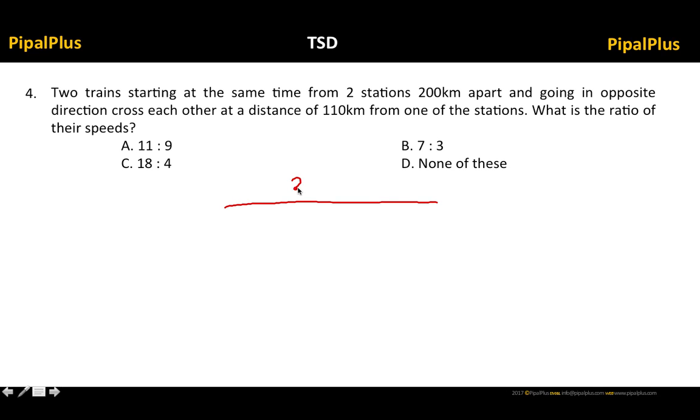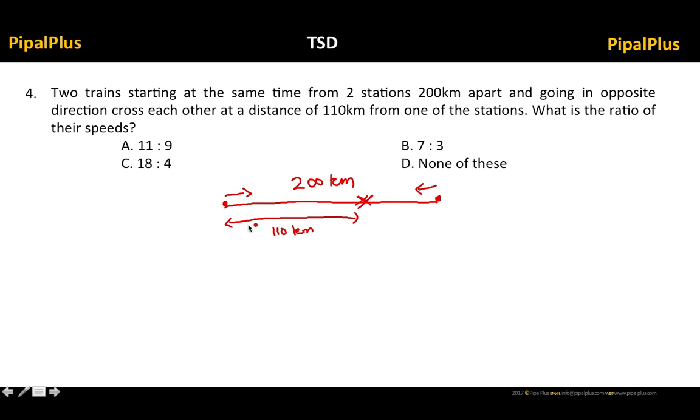Now let's say this 200 kilometer distance is being covered by this train which moves from this end to the other end, and by this train which moves from this end to the other end, and they meet at, let's say, this point, which is 110 kilometers from one of the stations, right? If this is where they cross. Now because both these trains are starting at the same time, that means that the time for this train to reach the meeting point is the same as the time taken by this train to reach this point, right?